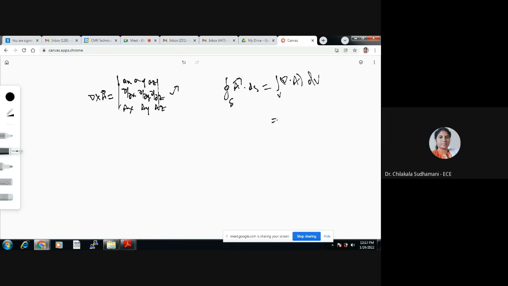Now see what I am doing. Simply, I am replacing the volume here with a surface. Del dot A, the divergence, I am replacing with the curl operation, with ds, and it is equal to, here it is a surface; the previous one is a line. So the closed line integral of A bar dot dl. This is Stokes theorem and this is the divergence theorem.